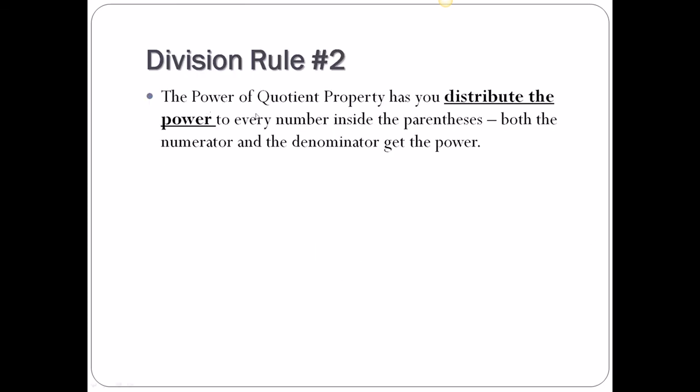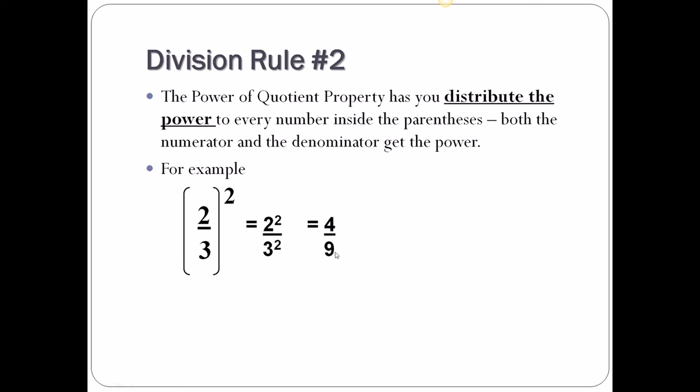Division rule number 2. The power of a quotient property has you distribute the power to every number inside the parentheses. Both the numerator and the denominator get the power. Let's see what it looks like. If I have the fraction 2/3 to the 2nd power, and technically this is 2 divided by 3, hence the reason why it's a division rule, I need to give the numerator and the denominator the power. So I give the 2 the power, the 3 the power. That's 2 squared divided by 3 squared, which is 4 over 9. Can I reduce that? Nope, so it's 4/9.